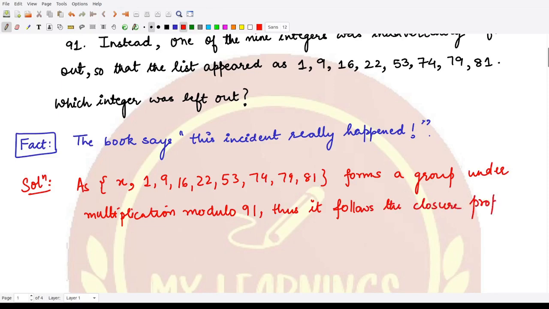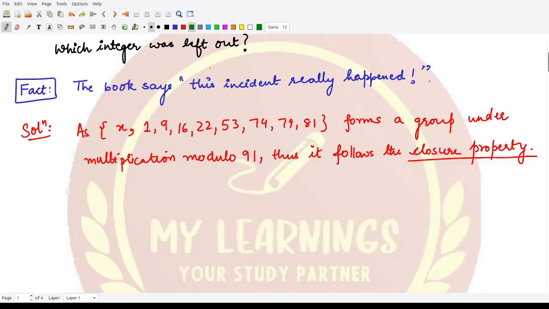If it follows the closure property, then we can make use of it, and at most we need to perform 8 such calculations in order to find all the elements, because when you multiply all the elements together under this operation of multiplication modulo 91, we would obtain the missing number, right? And if we are lucky enough, we would get our number in fewer calculations. So let's see how we can do that.